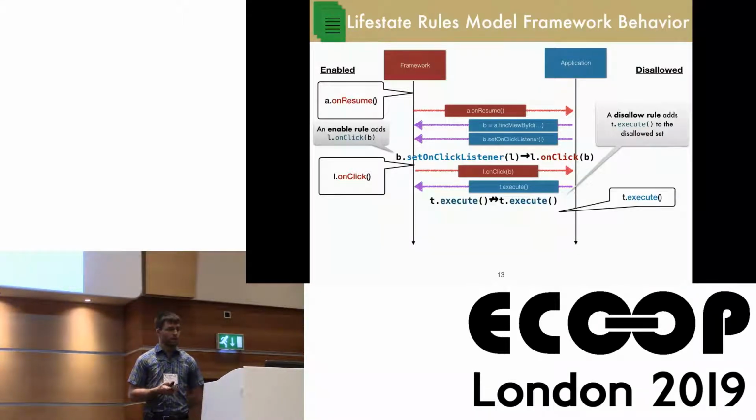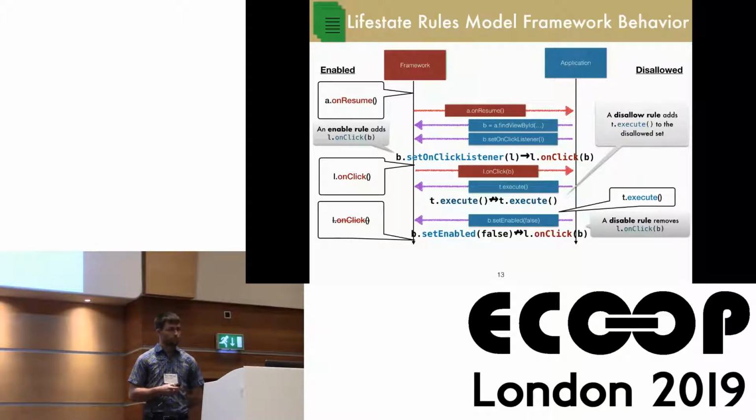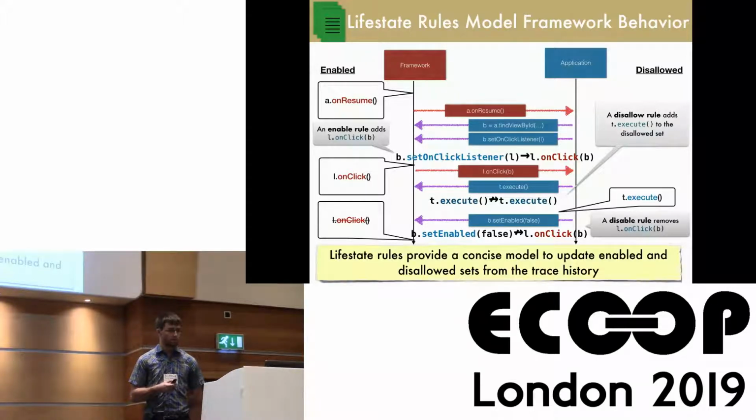And that updates the state to have that onClick enabled in there. We can write what are called disallow rules that match that this execute has occurred and remove it from the disallowed state. And then we can also write a disable rule which matches that the set enable false has been called and removes the onClick. So this provides a concise way of specifying the effects of some history of execution to update what we think could happen next.